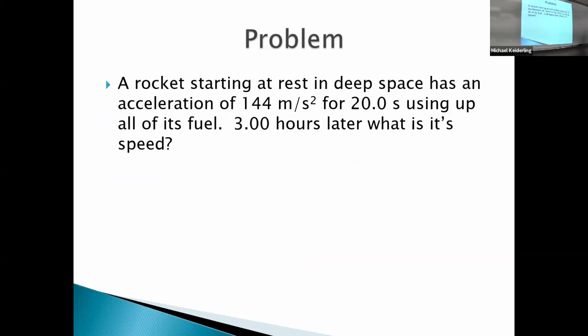So here we have a rocket starting from rest in deep space. It has an acceleration of 144 meters per second squared for 20 seconds, and then it uses up all its fuel. Then after it's used up all its fuel, it doesn't have any force anymore. So 3 hours later, what will its speed be? I'll let you think about this for a little while.